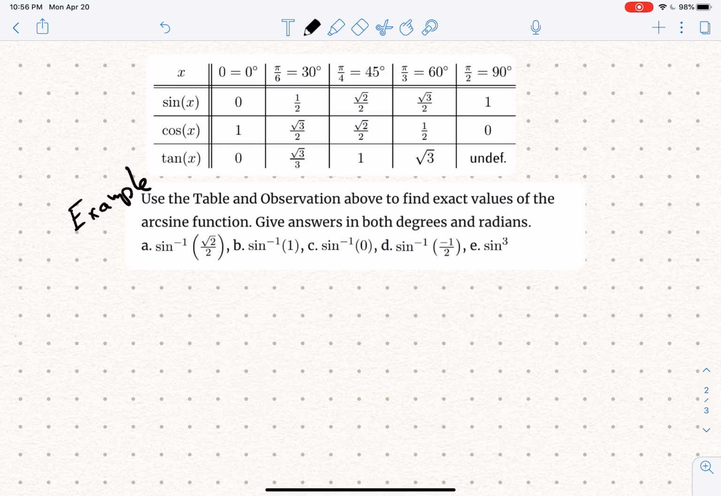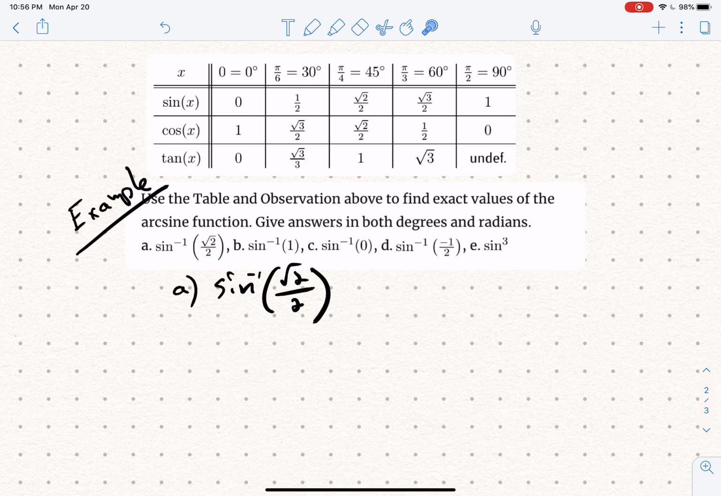The example has 5 parts, but you're going to see that these go relatively quickly. So, part A. What is the inverse sine or the arc sine of radical 2 over 2? Well, this is like saying, what angle do you have to plug in order to get the sine function to give you an answer of radical 2 over 2?